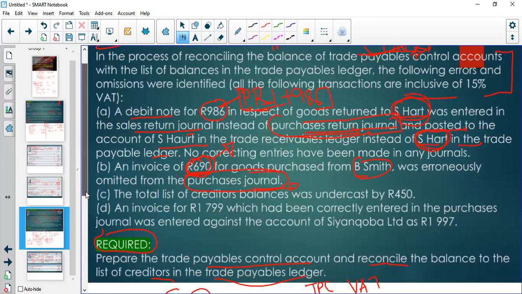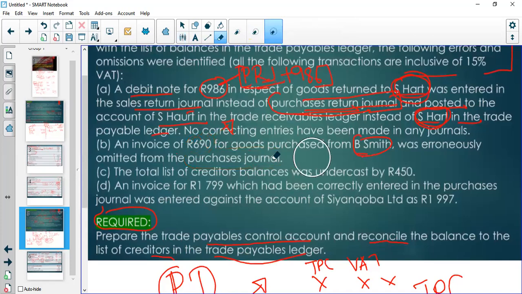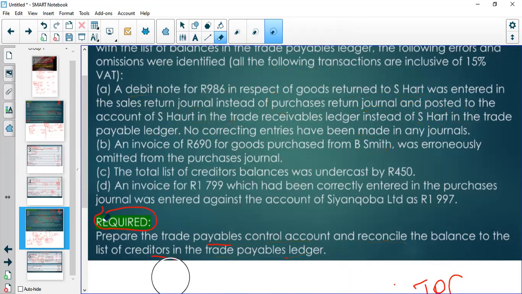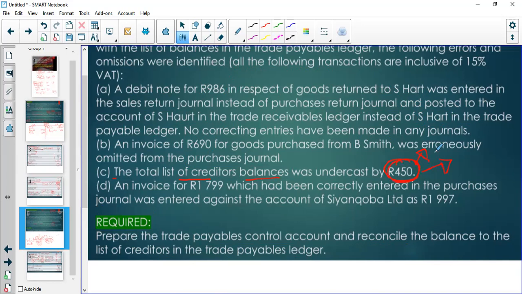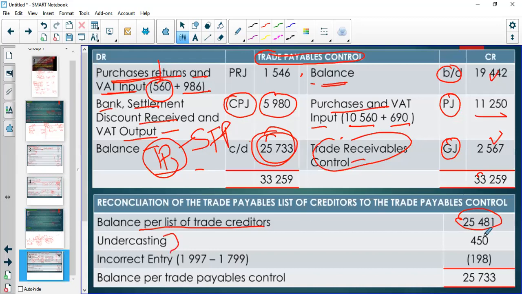Then we come here. So we try to read into those things that are going to affect the list of balances. So if you come here, we have the total list of creditors balances was undercast by 450. So undercasting means we were adding up the individual balances of this creditor and that creditor and that creditor, so it was undercast, or we missed a 450. We have to include it. It was undercast. It's too little by 450. So that undercast has to be added to the total.